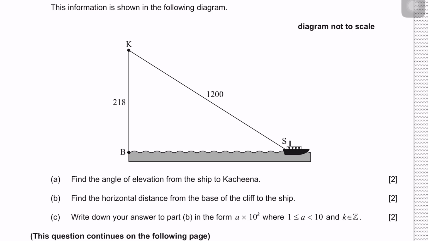So a few words that we have to look out for. First, there's this directionality. Where are we going? We're going from the ship to Kachina. And then what are they asking for? They're asking for the angle of elevation.